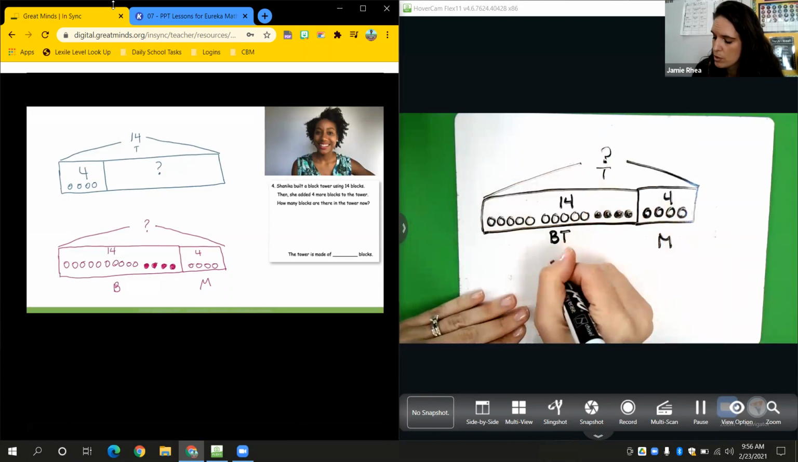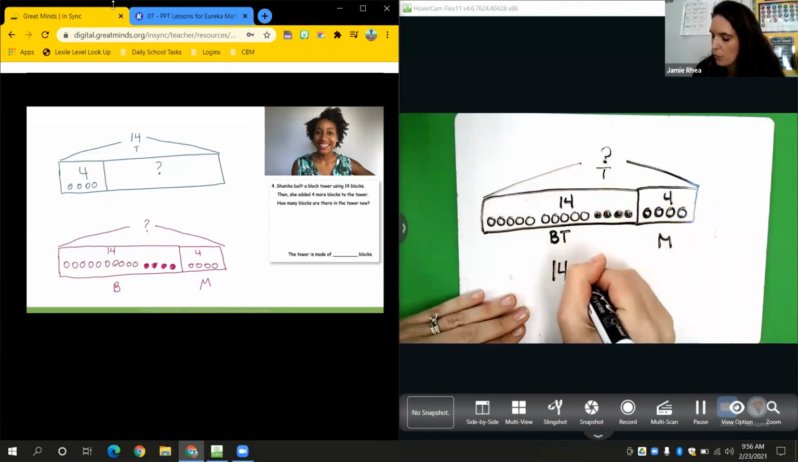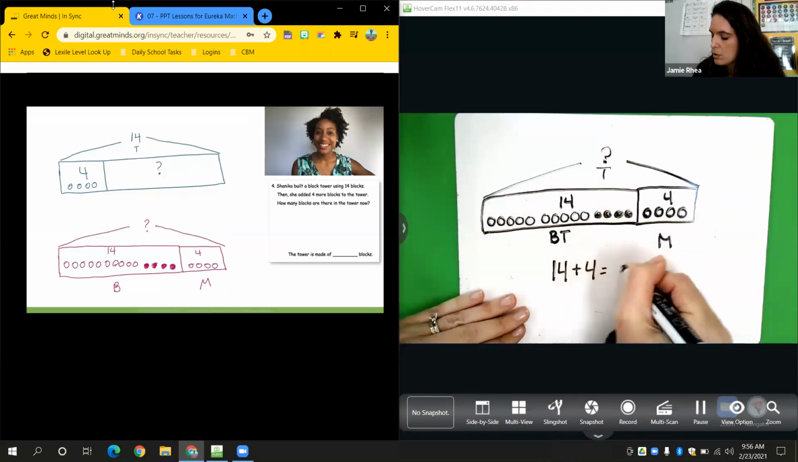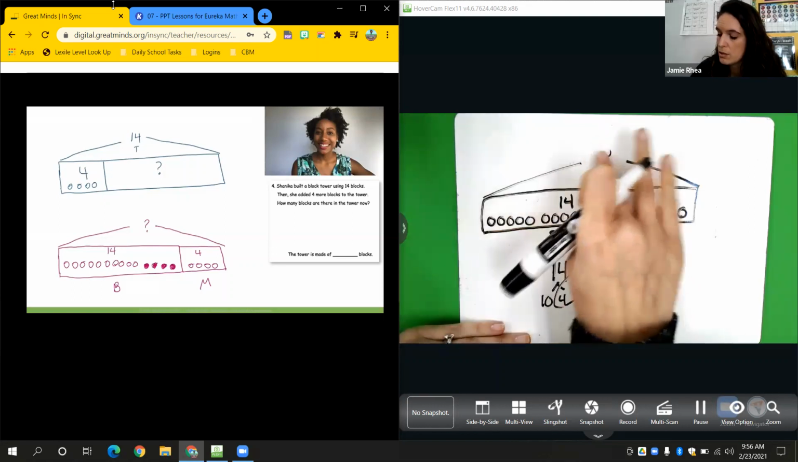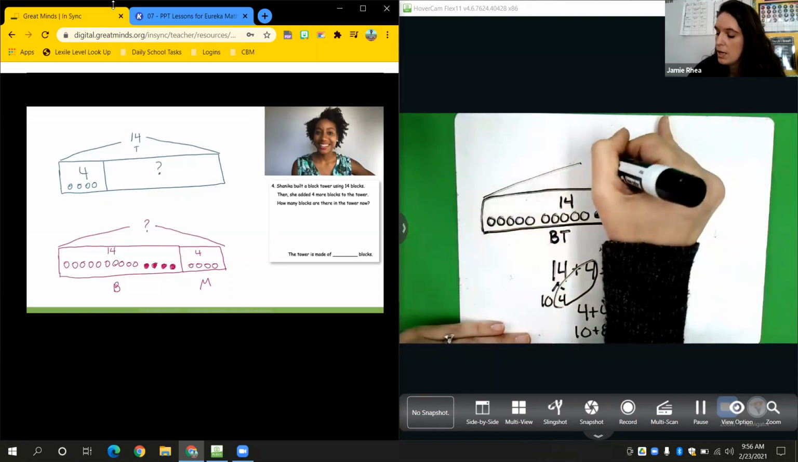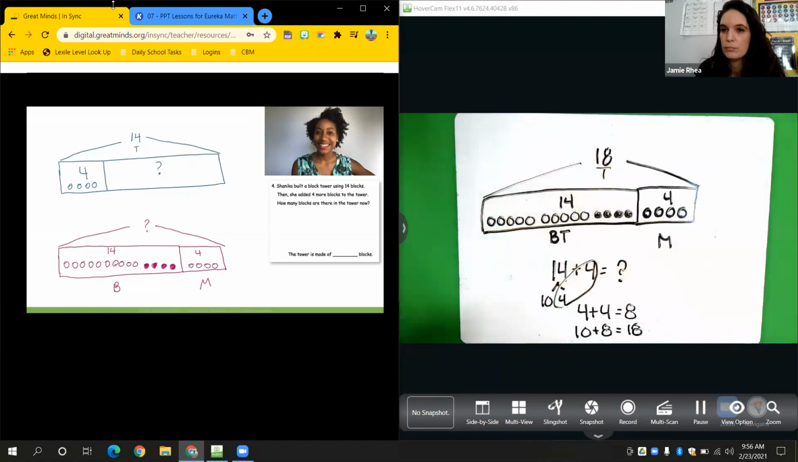So let's see, 14 plus 4 more equals something. We know that 10 and 4 make 14. And we can add 4 and 4 to get 8. And then we can say 10 plus 8 equals 18. So we know that there's a total of 18 blocks on our tower. Let's see if we're right.